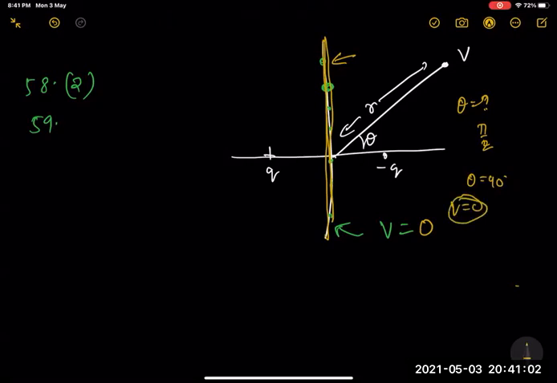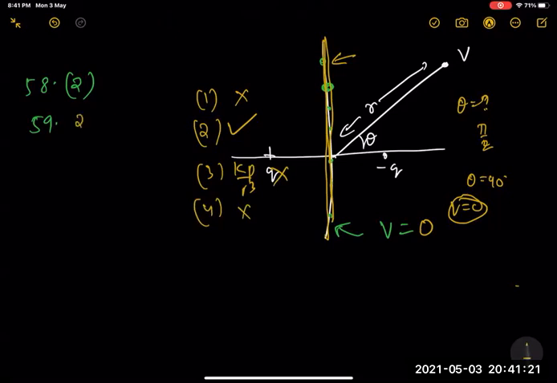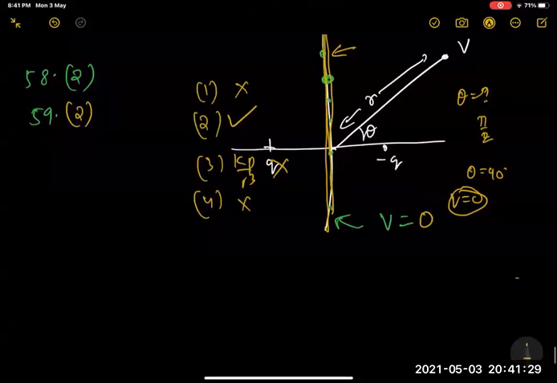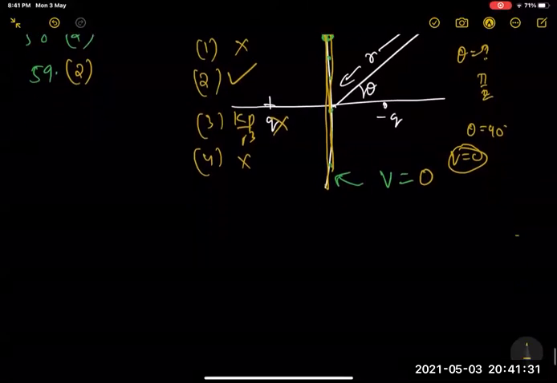First, if you put theta as 90, sine 90 is 1, so it is not zero. Second is cos theta, giving 0, since cos 90 is 0. Third is giving you kp by r cube, right? It is not giving 0. Fourth is also not giving 0. Understood? Therefore, the answer is 2. Fine. Understood? Yes, sir. Okay, 59 done.